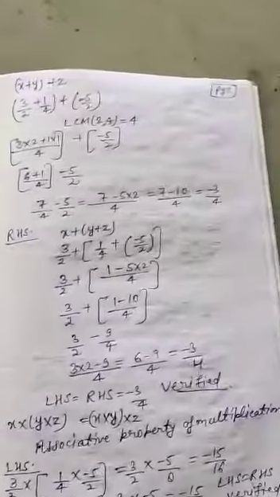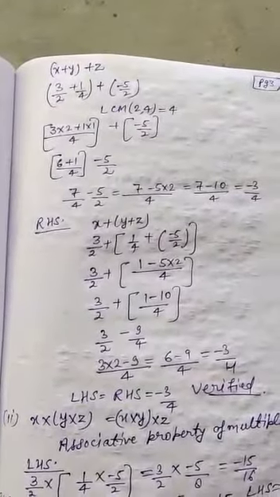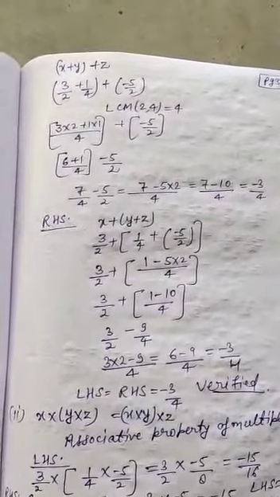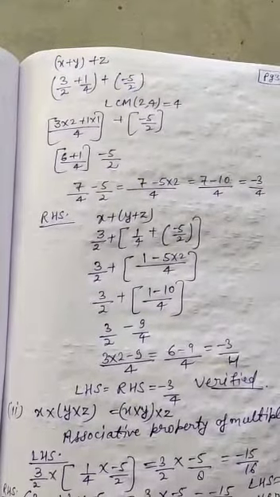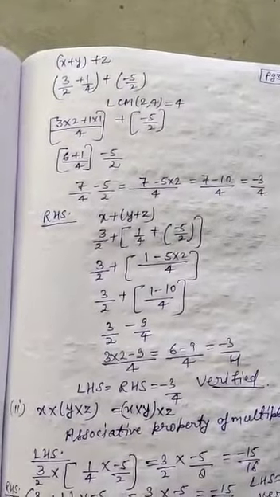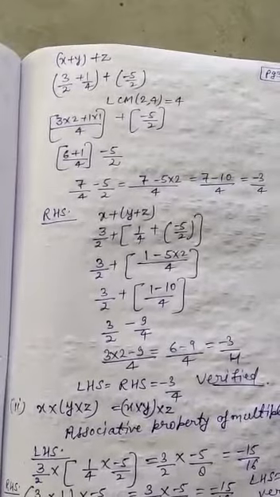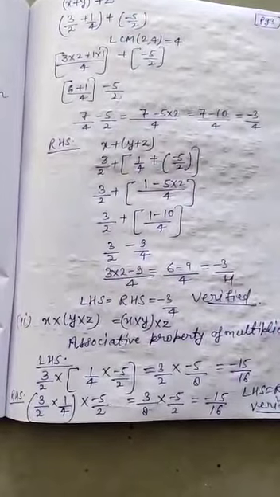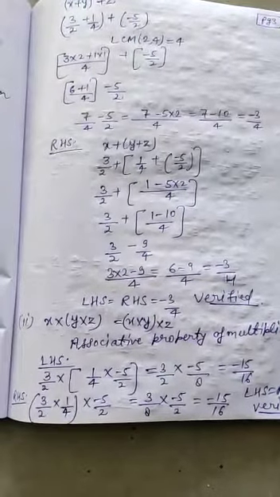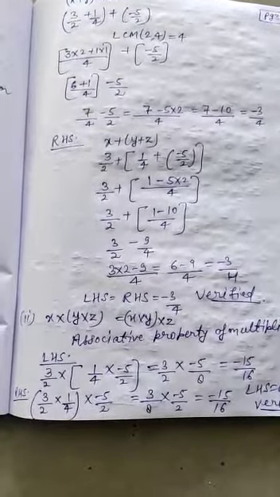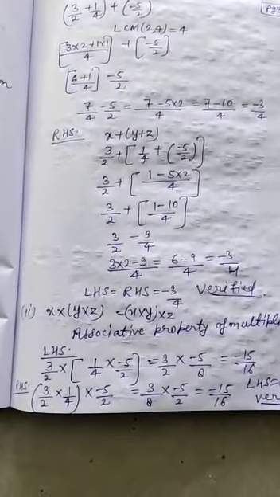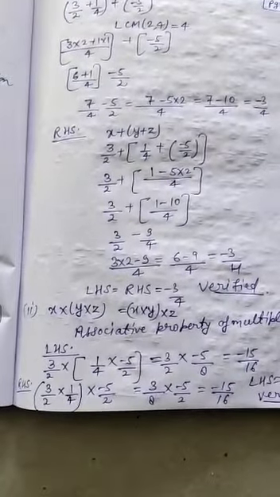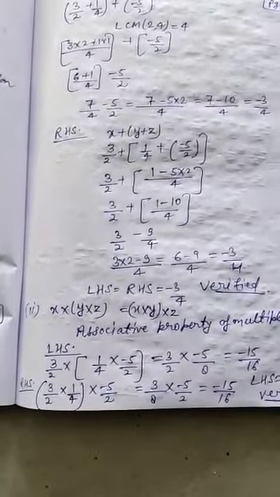Now you can see when we replace the value of x, y and z to the left hand side, then 3 upon 2 plus 1 upon 4 plus minus 5 upon 2. Finally we are getting minus 3 upon 4. In the same way, when we are solving right hand side, we are also getting minus 3 upon 4. It means we can say associative property of addition is satisfied, because left hand side and right hand side has the same value, minus 3 upon 4.